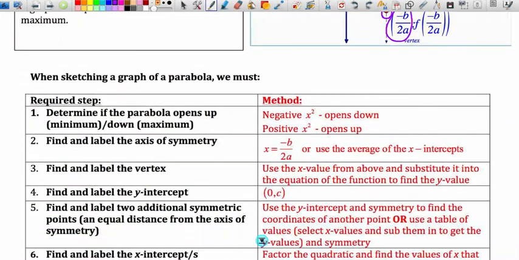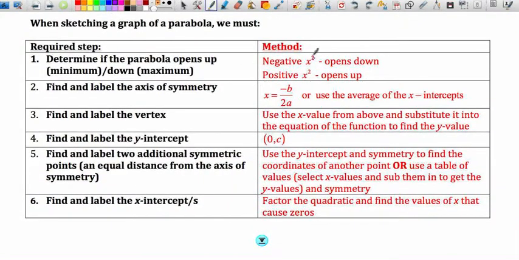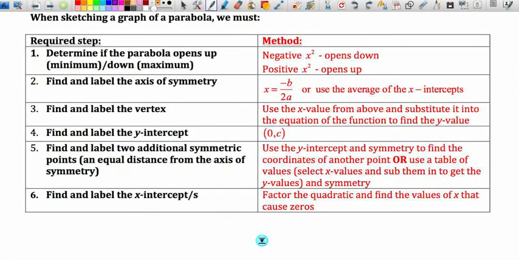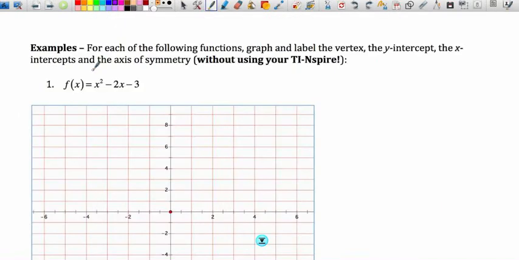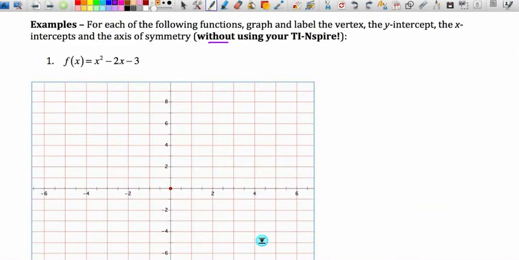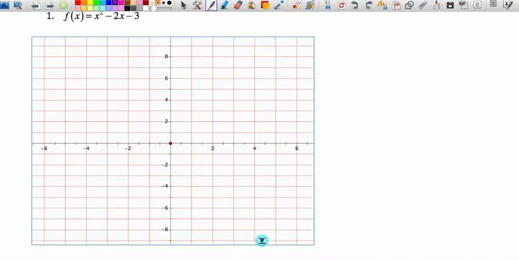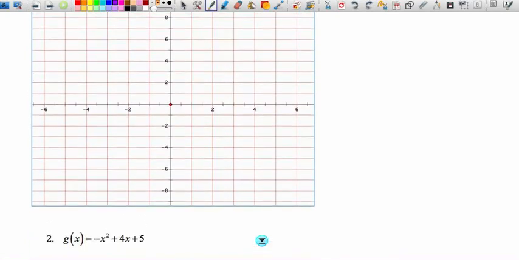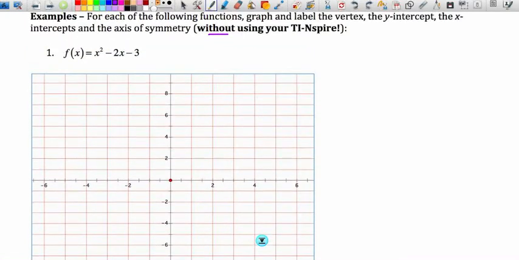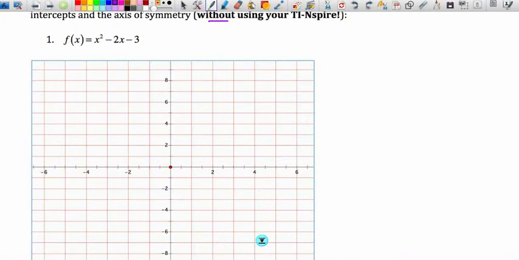Okay, and so what we're going to do now, there are details here of each of the steps that are required and how you find each of them, and that's more or less what I've been talking you through. We're going to jump ahead now to the first example, without using your TI Inspire, and I'm going to graph f of x equals x squared minus 2x minus 3. The key here is going to be to find all of the key components of the graph and then sketch them and label them.